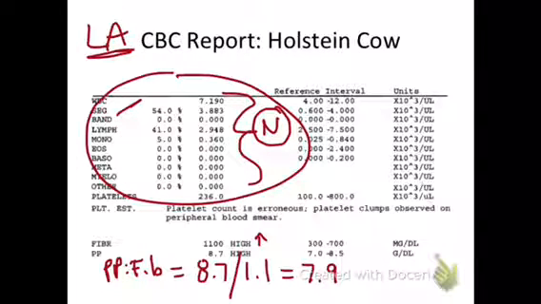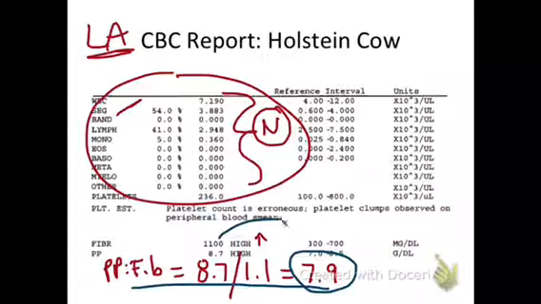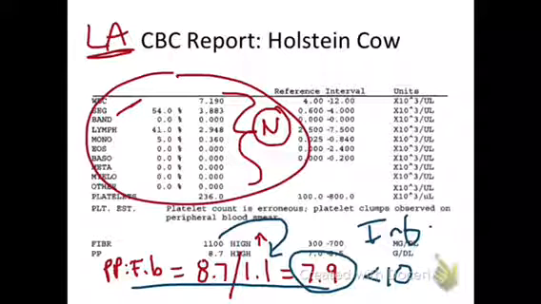So when you do the plasma protein to fibrinogen ratio, the result is 7.9, and note that I did have to change the units for the fibrinogen. 7.9 is less than 10 in a cow. So we have identified inflammation despite there being a normal leukogram.